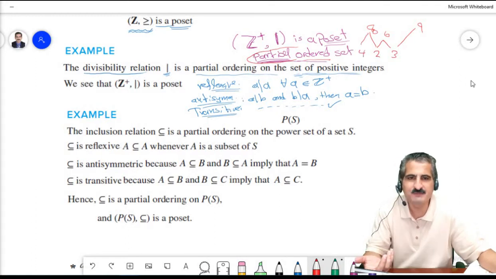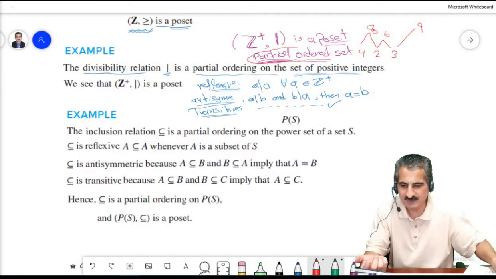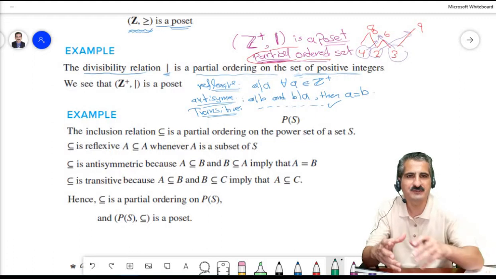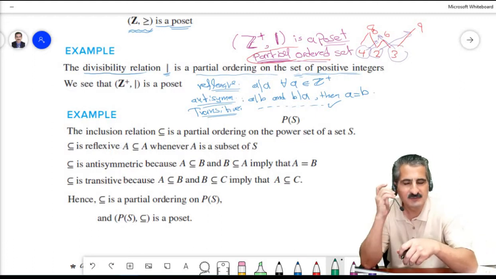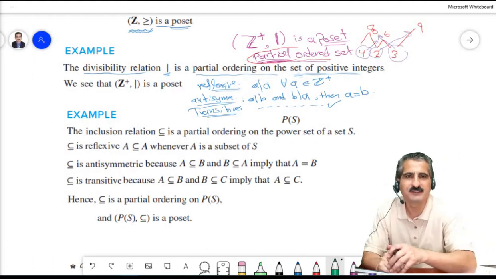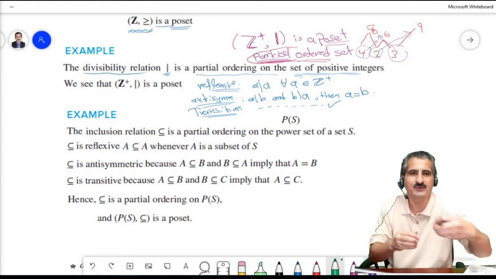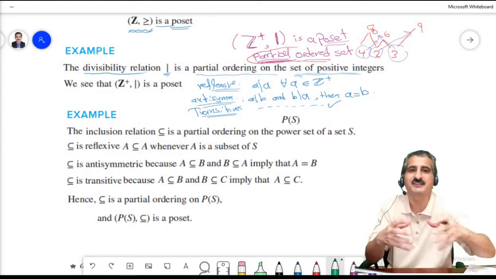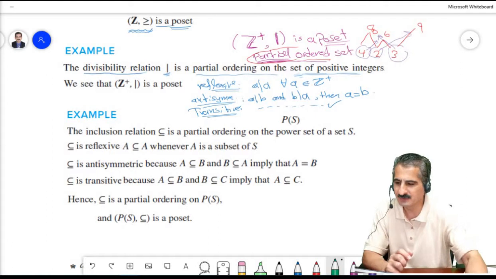So this is partial ordering. If you see here, 3 is not related to 8. 4 is not related to 6. 2 is not related to 9. So partially ordering means some elements are related and some are not. So we can do ordering in some way partially. So we call it partial ordering.